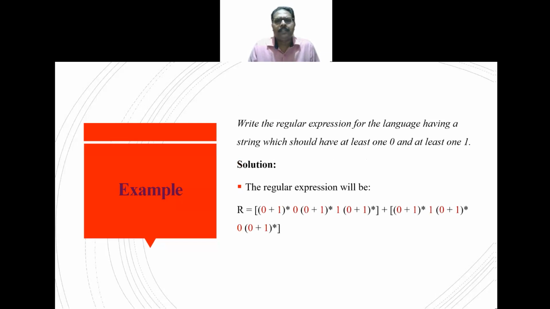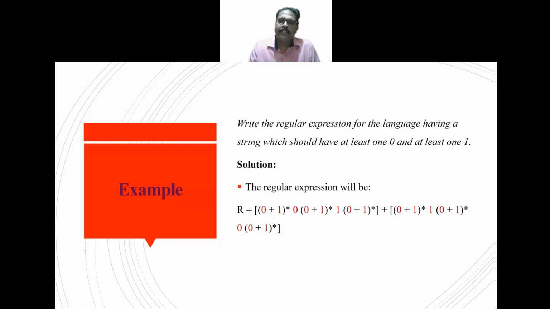Then move to the last example or the last statement. Write the regular expression for the language having a string. It should have at least one 0 and at least one 1. The solution can be the regular expression R equal to (0+1)* 0 (0+1)* 1 (0+1)* + (0+1)* 1 (0+1)* 0 (0+1)*. Union of two terms; 0 and 1 are interchangeable. That will be the regular expression.